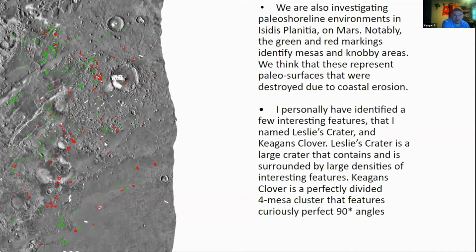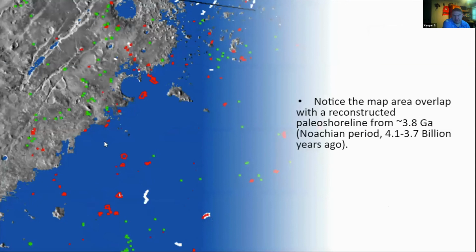Leslie's Crater is a large crater that contains and is surrounded by large densities of interesting features. Keagan's Clover is a perfectly divided four mesa cluster that features curiously perfect 90-degree angles. This is an example of a shoreline that would have existed during that time, the Noachian period, 4.1 to 3.7 billion years ago.